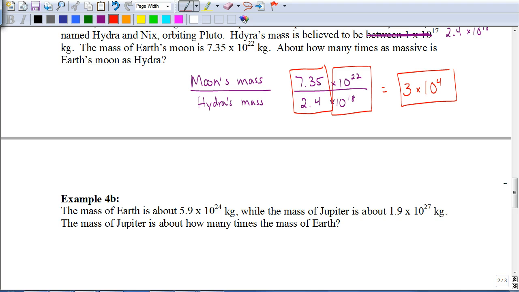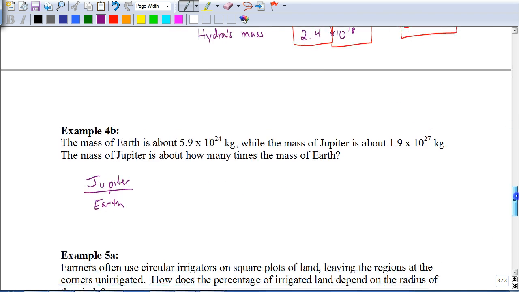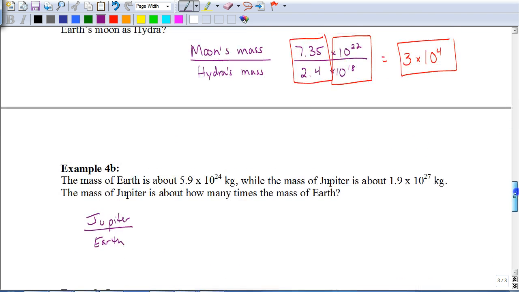Why don't you guys try this next one on your own? The mass of Earth, so this is actually talking about our planet, is about 5.9 times 10 to the 24th power, while the mass of Jupiter is about 1.9 times 10 to the 27 kilograms. The mass of Jupiter is about how many times the mass of Earth? So we want to figure out how many times larger Jupiter is. So we're going to figure that out by taking Jupiter's mass divided by Earth's mass. So why don't you guys work that out, and pause the video and hit play when you're ready to check your answer.